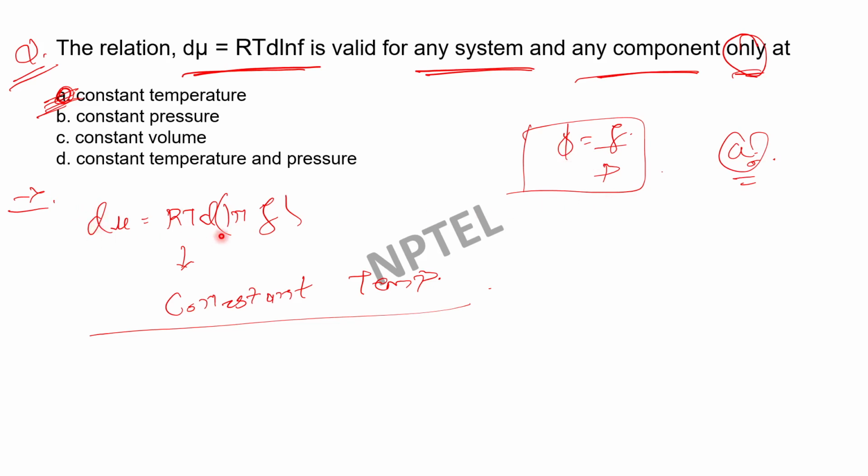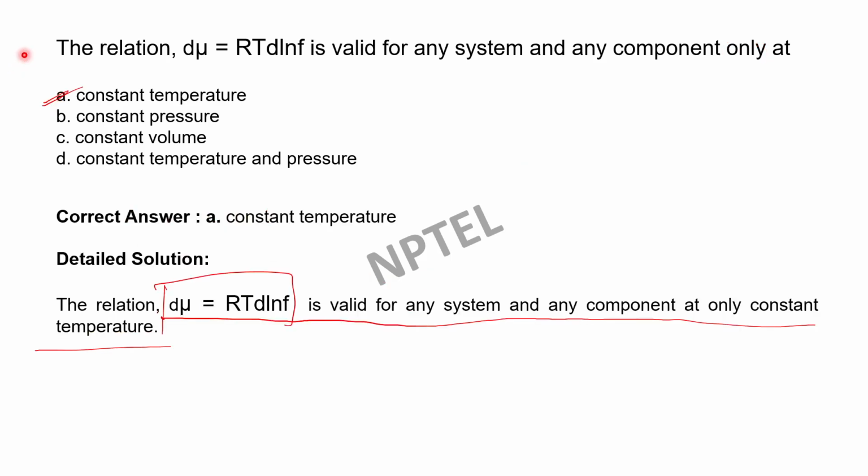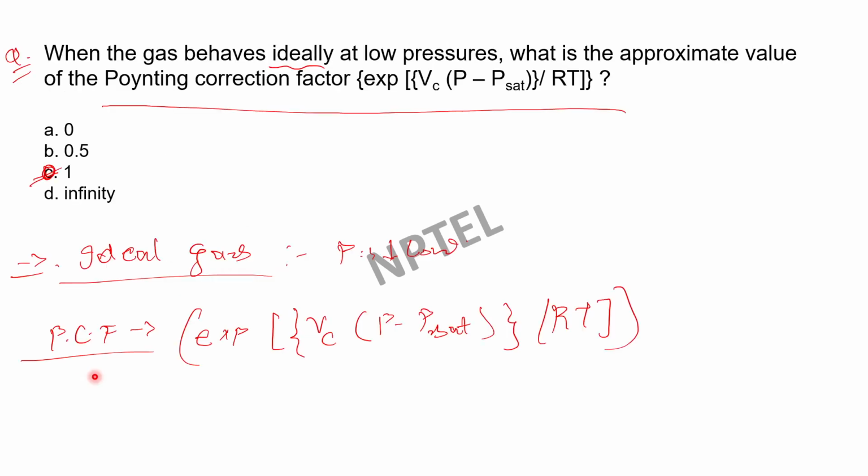This is valid at a constant temperature actually, like we have discussed in the previous terms: partial molar volume, Gibbs free energy, activity coefficient, and fugacity coefficient. So the relation d mu equals RT d ln f is valid at a constant temperature. So the correct answer will be A. This is the simplest question, just for the quick concept: the relation is valid for any system and any component only at a constant temperature. Okay, I will move on to the next question.